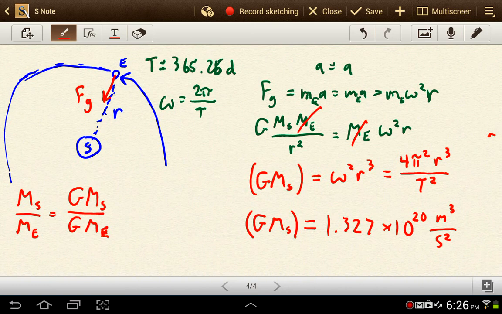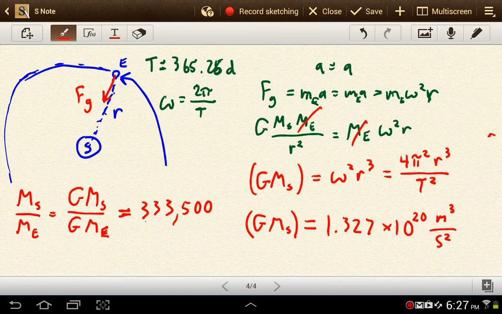Okay, so now we take that and divide it by 3.98 E14, and we get, that's a little better. So this is going to be equal to 333,500. That is our ratio of the sun's mass to the Earth's mass.